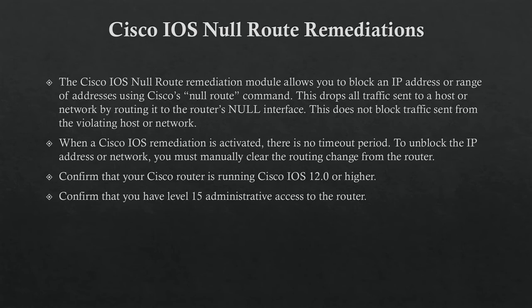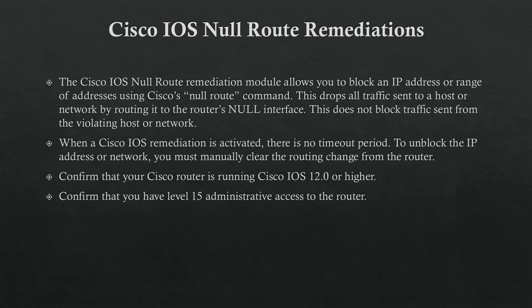So when a Cisco IOS remediation is activated, there is no timeout period. To unblock the IP address or network, you must manually clear the routing change from the router. So in the router, when the null route is inserted, you have to manually remove it. Confirm that your Cisco router is running Cisco IOS 12.0 or higher, exactly. Confirm that you have level 15 administrative access to the router. Yes, we have to enable telnet, username and password, and we have to have administrative privilege 15.